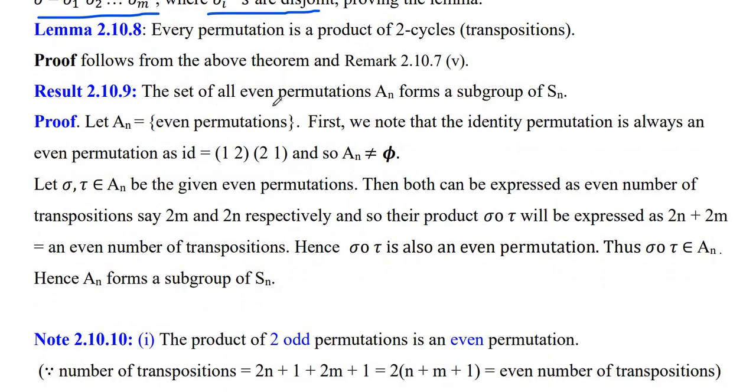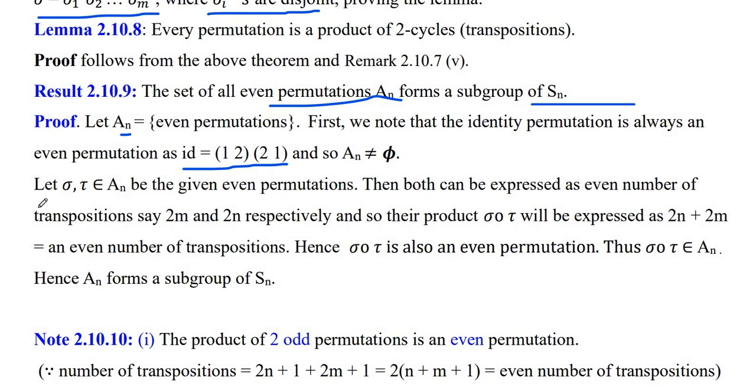Next we have the set of all even permutations, which is denoted by An, forms a subgroup of Sn. Now we'll denote by An the set of all even permutations. First we note that identity permutation is always an even permutation, because identity mapping we can always write that wherever you are, whether you are in S3, S5, S4 or S7, whatever may be it, you can write your identity mapping as (1 2)(1 2). So An is non-empty.